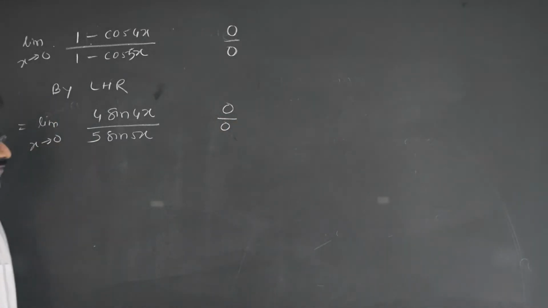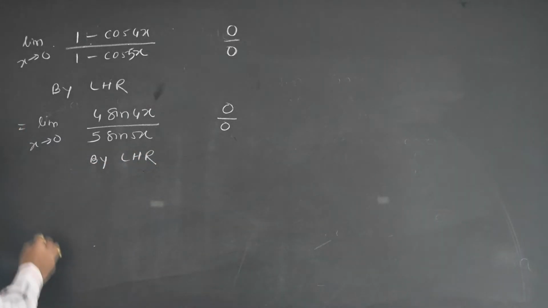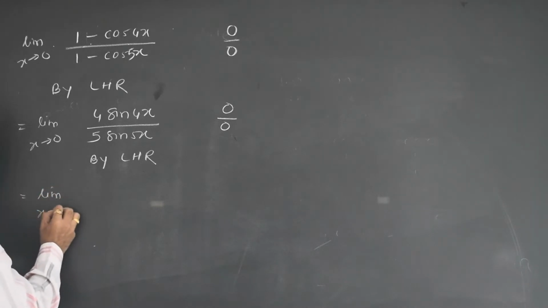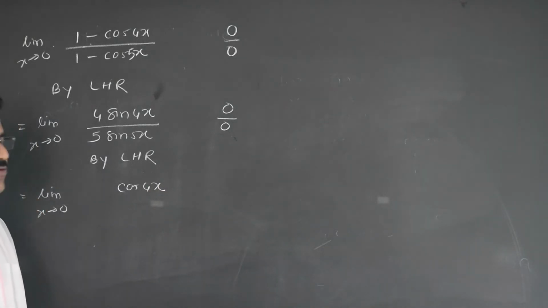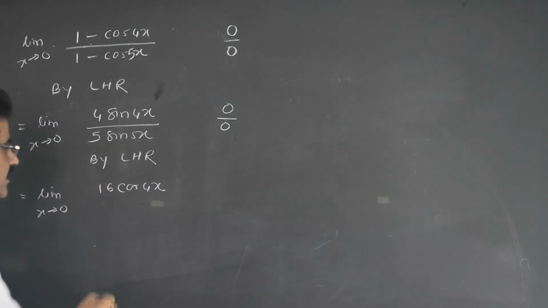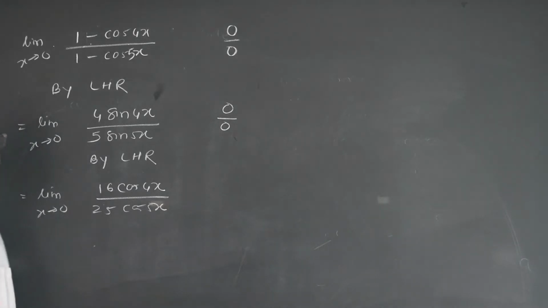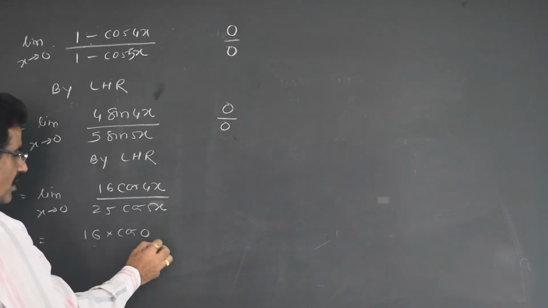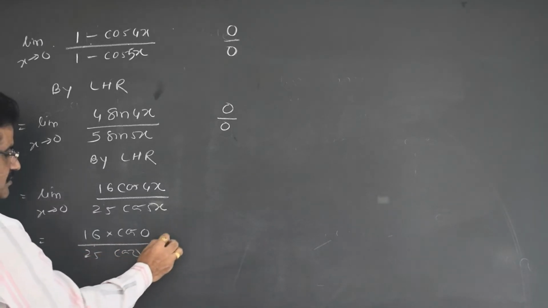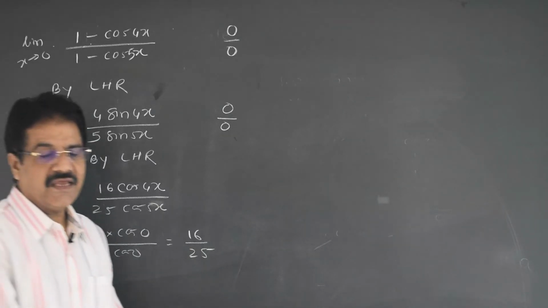So again it is in the form of 0 upon 0. So we can use L'Hospital's rule once again. So by L'Hospital's rule, limits as x tends to 0, derivative of sine 4x is cos of 4x, and 4 we have to take outside, so it becomes 16 cos of 4x, and in denominator we get 25 cos of 5x. Now we know that cos 0 is 1, and that's why we are in a position to take the limits. So here we get 16 into cos 0 upon 25 into cos 0, and therefore we get final answer as 16 upon 25.